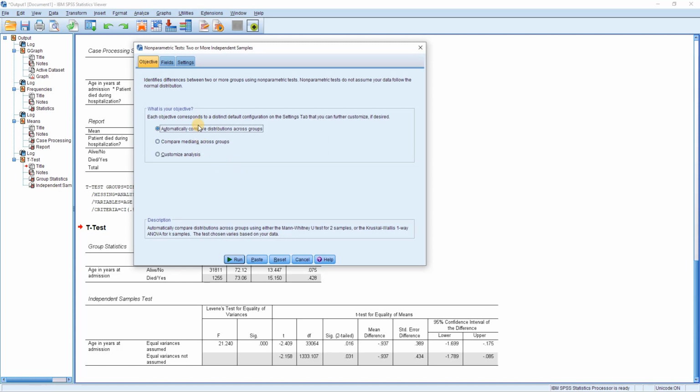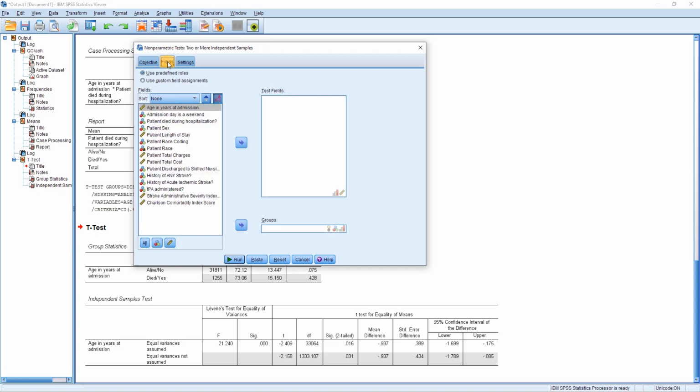All right, so because I like to have all of the options available to me, I like to always choose customize analysis. I don't like SPSS to make decisions for me in this situation. So I'm going to go ahead and add in my test fields here. I am interested in Charlson score, so I'm going to move that over to my test field. And my grouping in this situation is going to be the history of acute ischemic stroke.